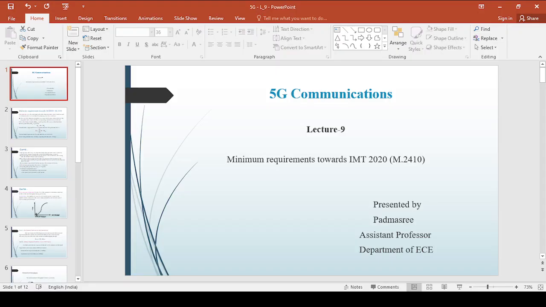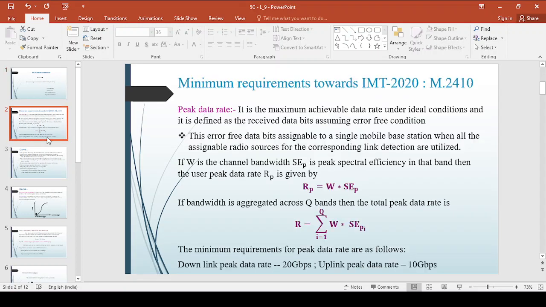Now, in the previous lecture, we have seen different usage scenarios of 5G. Now, coming to this lecture, in this lecture, we will see the minimum requirements towards IMT 2020, nothing but your fifth generation communication system. All these minimum requirements towards 5G are collected from ITU recommendation 2410. From the 2410 ITU recommendation, I have collected all the minimum requirements towards the fifth generation system, also called IMT 2020. Now we will see one by one what the minimum requirements towards the fifth generation system or IMT 2020 are, and these were collected from ITU recommendation 2410.